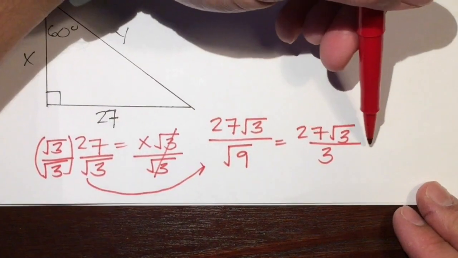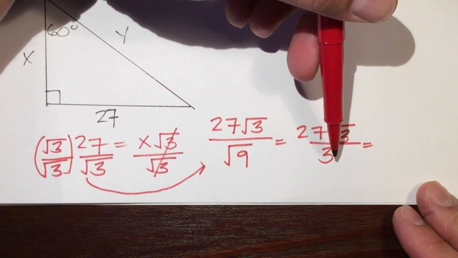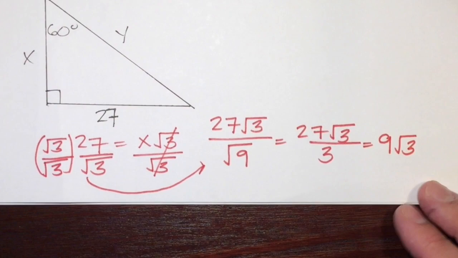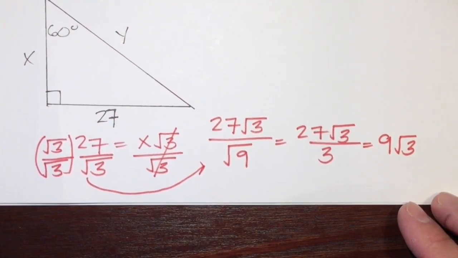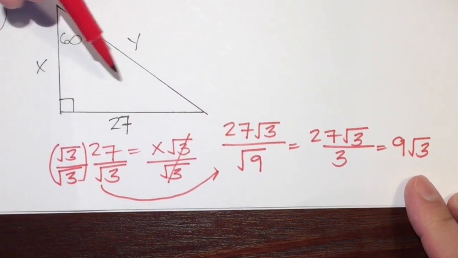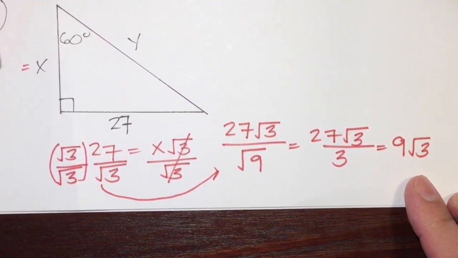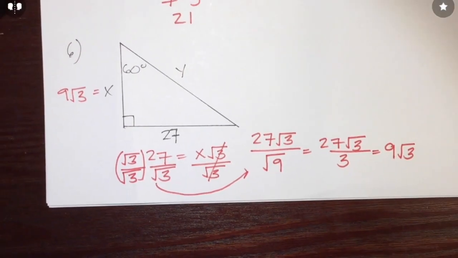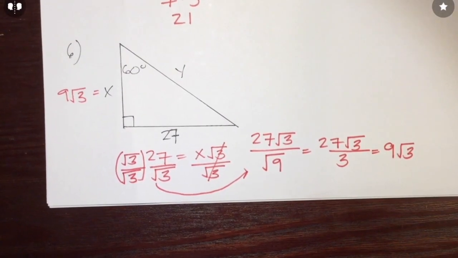And we could simplify this some more. 27 divided by 3 is 9 radical 3. Whew. Okay, so yeah, x, the short side, is 9 radical 3. Look that over. Look at that. Press pause and just admire it. Okay.